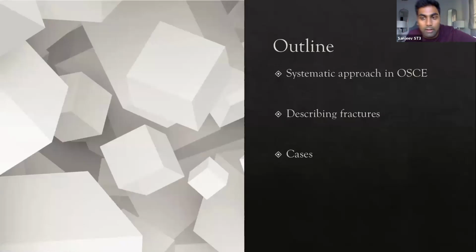So the outline for this talk is, first of all, the systematic approach I just mentioned. We're going to go a little bit into describing fractures, because I think that's the key here. The two main pathologies, realistically, that you'll come across in your third year OSCE, or even in your finals, are either a fracture or a dislocation. I've got around 7 cases, which I'm hoping we can whiz through, and I want as much participation as you can give. Hopefully we'll finish on time at 8:30.